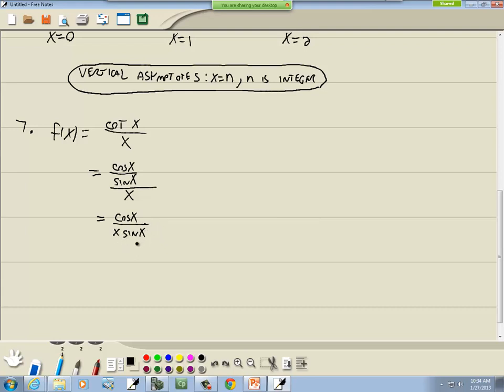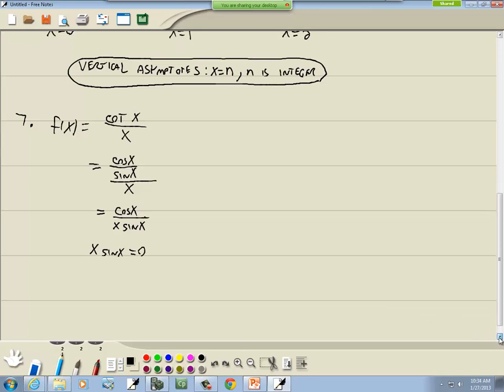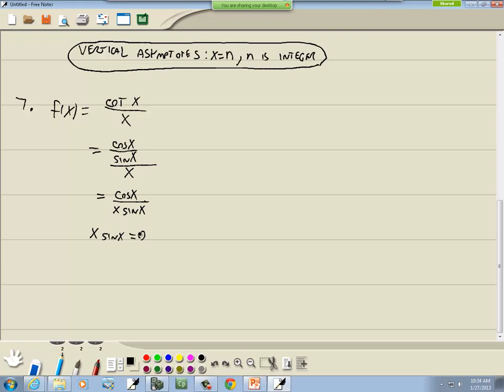Well, let's set the denominator equal to 0. So we'll set x sine x equal to 0. The zero factor property from college algebra says you've got 0 on one side and two items factored on the other side written as a product, and you can set each factor equal to 0. So I'll set x equal to 0, and I'll set sine x equal to 0. Okay, so for our vertical asymptotes, well, the x equals 0 is pretty obvious. So that's one of them. x is equal to 0.